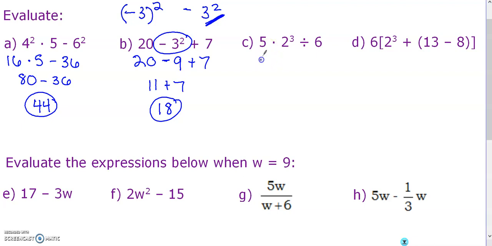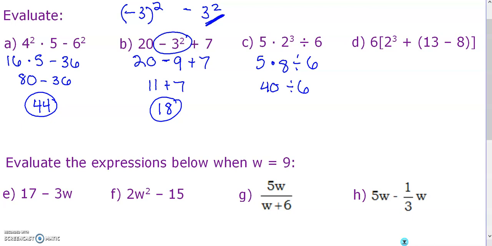Next, letter C, we've got 5 times 2 to the third power, divided by 6. Order of operations, multiplication and division, but remember in the order that you see it. So 5 times 8 is 40, and then it says divided by 6. Don't jump to your calculator. Hopefully you're noticing that this is not going to divide evenly and you're going to end up with a decimal.